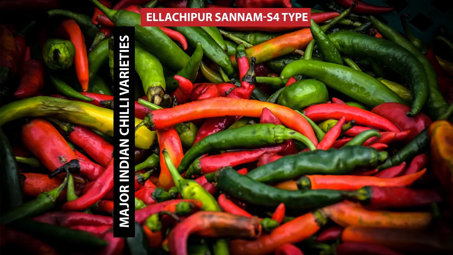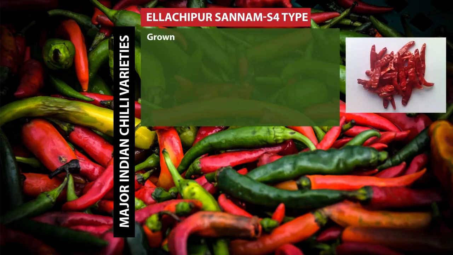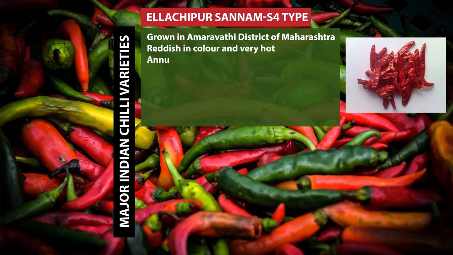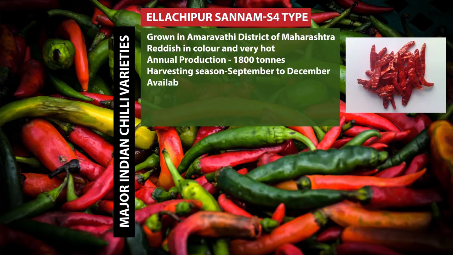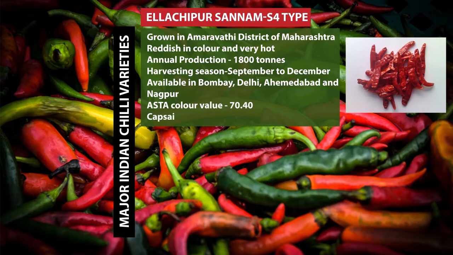Ilachi Pursanam S4 type, grown in Amravati district of Maharashtra. Reddish in color and very hot. Annual production, 18,000 tons. Harvesting season, September to December. Available in Bombay, Delhi, Ahmedabad and Nagpur. ASTA color value 70.40. Capsaicin 0.2%.